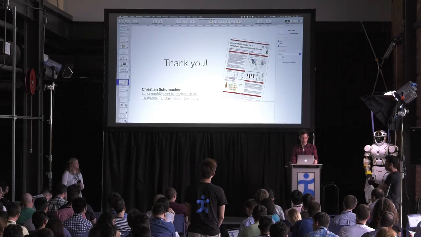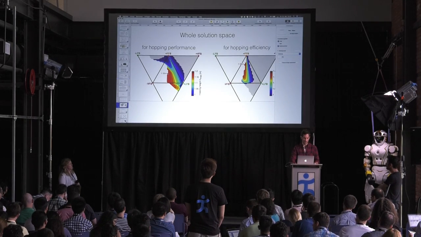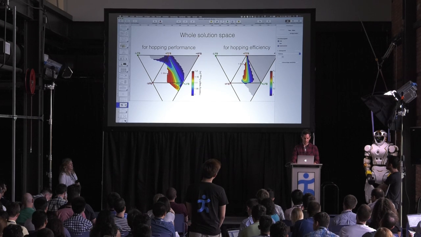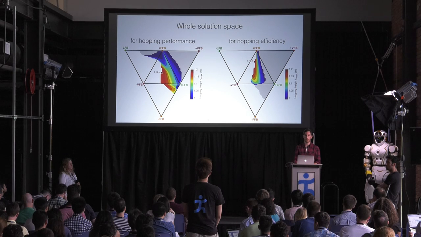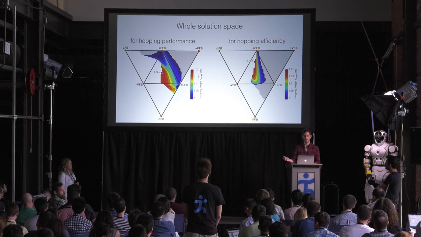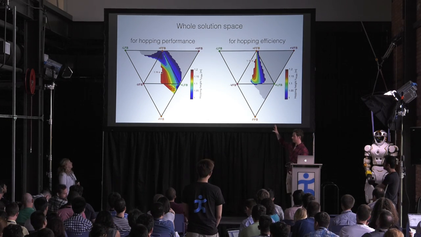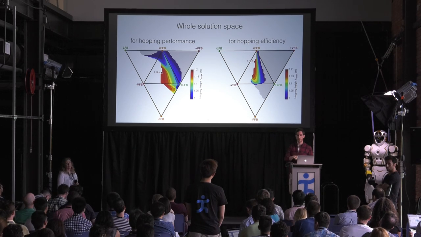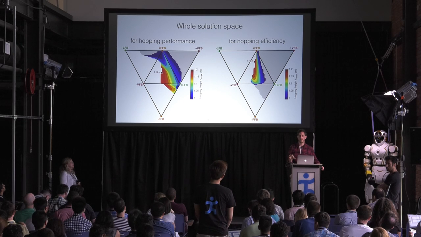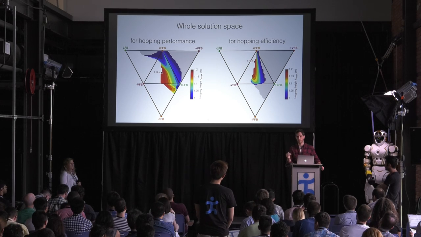However, if we change the overall map, we also tried to investigate how this would look if we, for example, use inhibitory reflexes. The solution space then changes a little bit. However, we think that in the space that we've been looking at, we actually saw the best results, in terms of hopping performance as well as efficiency.